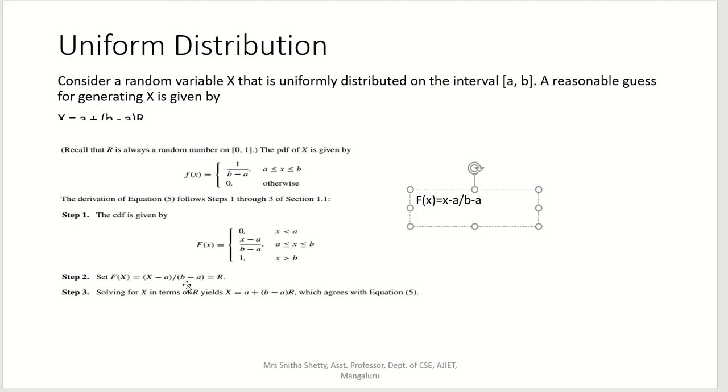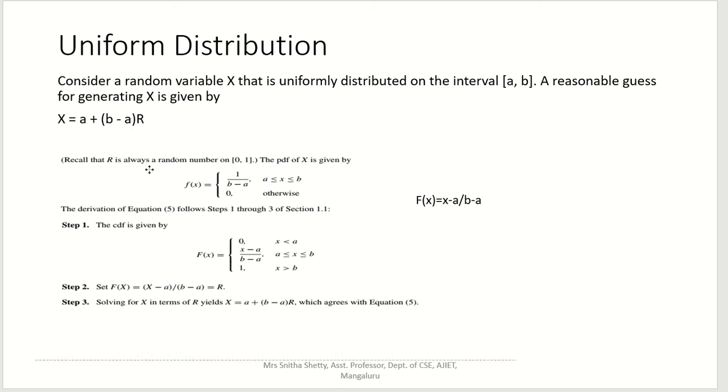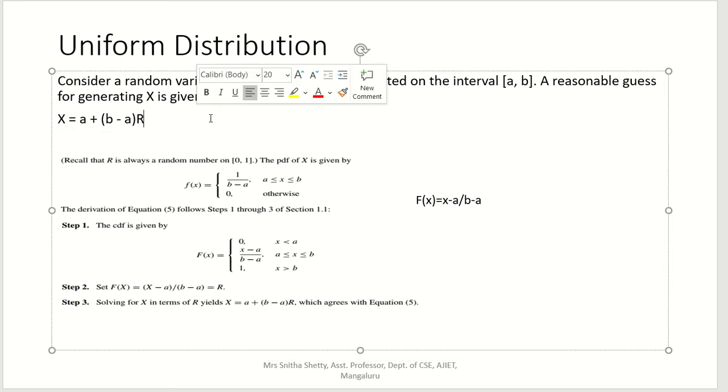Now when you simplify this to generate the formula for x, you'll get x is equal to a plus (b minus a) into r. So it agrees with the first formula. This is how we generate the formula for a random variate using the uniform distribution.